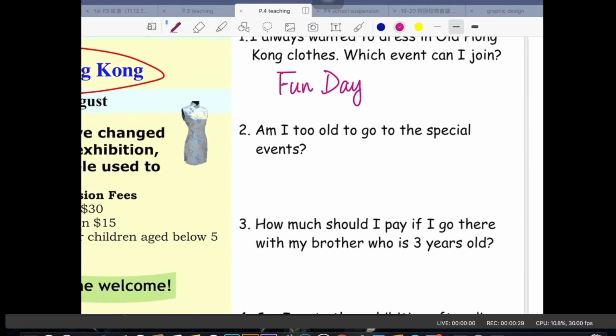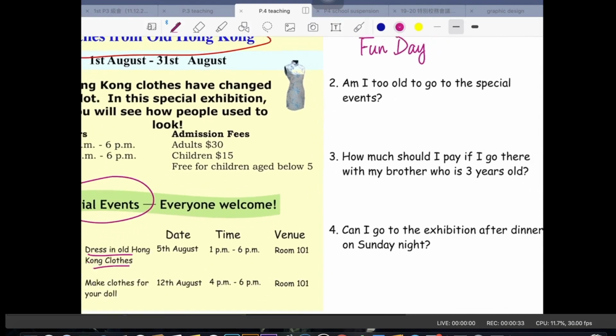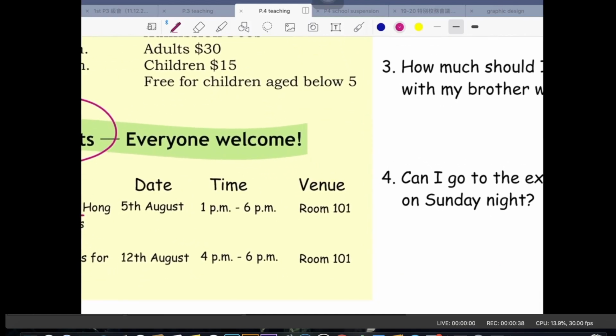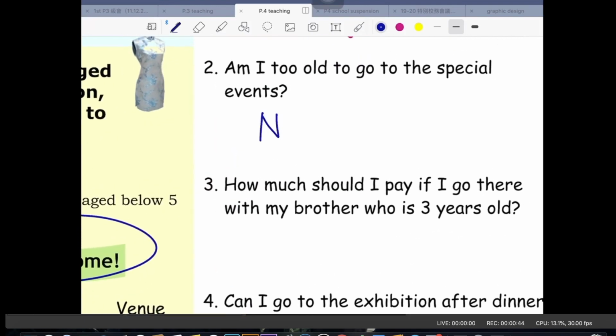All right, number 2. Am I too old to go to the special events? No, because everyone is welcome. Right, so you'll find it here. Everyone is welcomed. So that's why the answer is no.